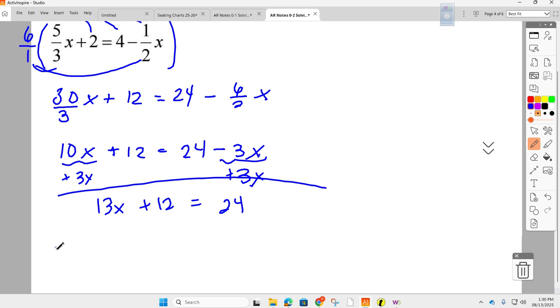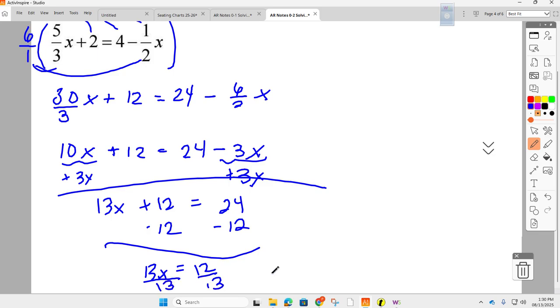13 times x plus 12. We're going to undo the adding first by subtracting. 13x equals 12. Undoing the multiplication by dividing. And what we wind up with, 13 divided by 13 is 1x, so x equals 12 thirteenths. There's not a decimal in the problem, so we're just going to leave it as that simplified fraction. Any questions?